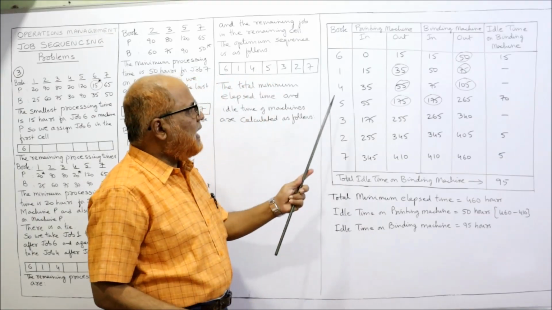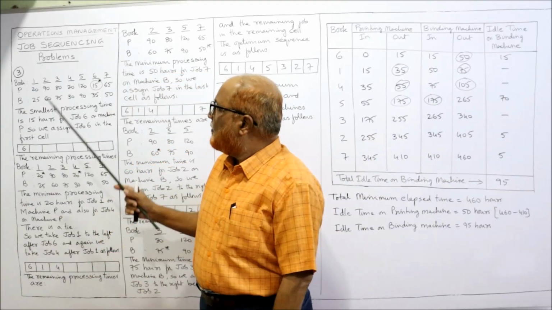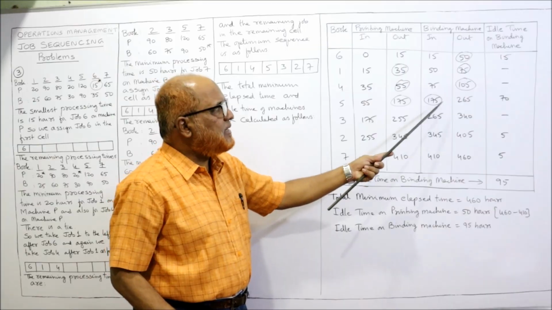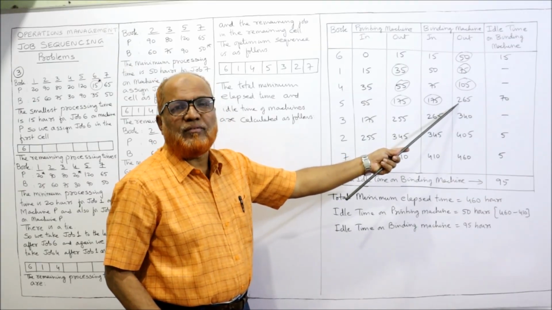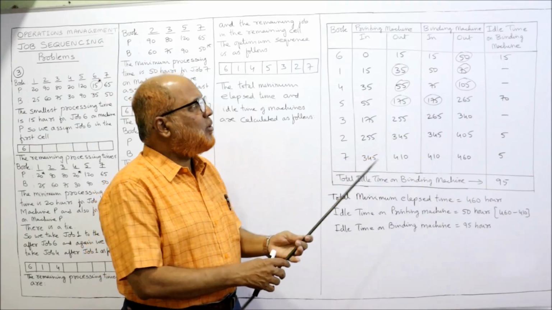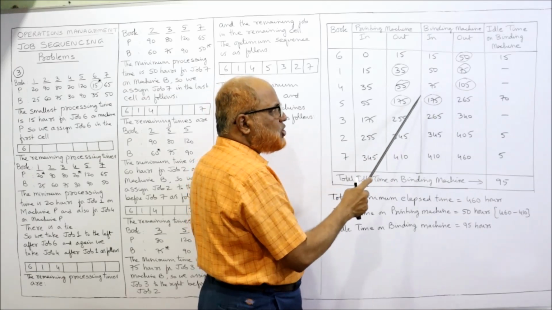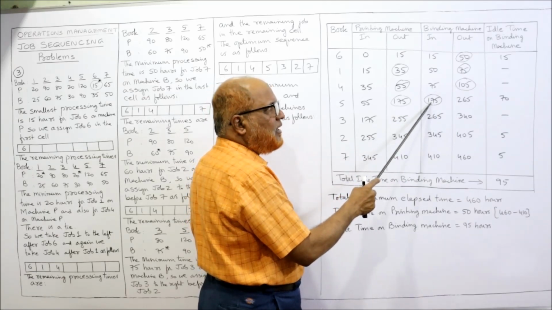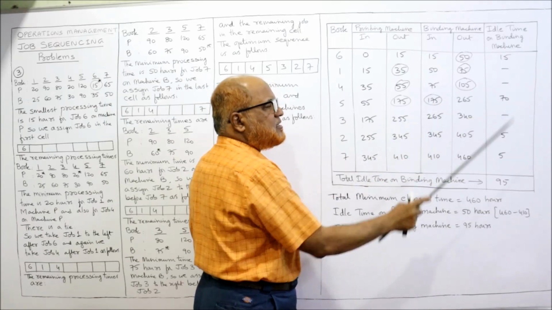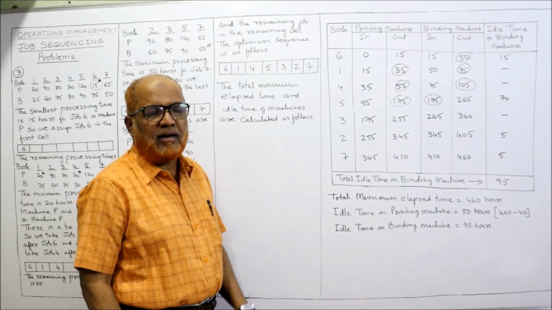175. What is the time for the fifth job on binding? The fifth job on binding is 90. Right? So 175 plus 90 is 265. Now here the binding machine was idle because it had completed the work at 105 days, but the next job started at 175 days. So 175 minus 105, 70 days, the binding machine was idle.